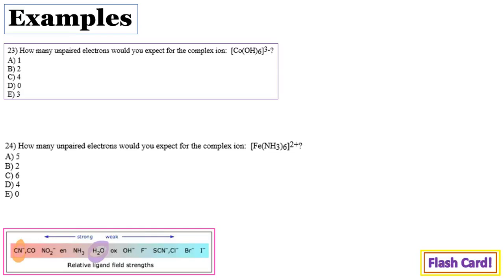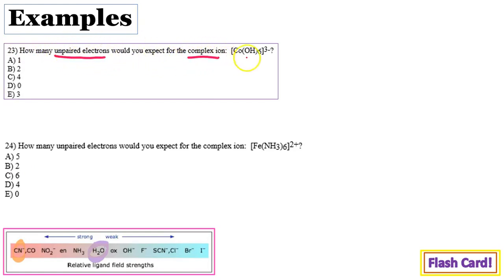Okay, let's get started with putting this all together. We want to take our complex ions and figure out if they are paramagnetic and therefore colored using the crystal field theory. So we have our questions here. This question says, how many unpaired electrons would you expect from the complex ion? So we're dealing with unpaired electrons.